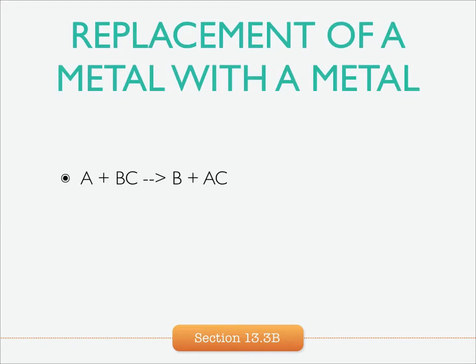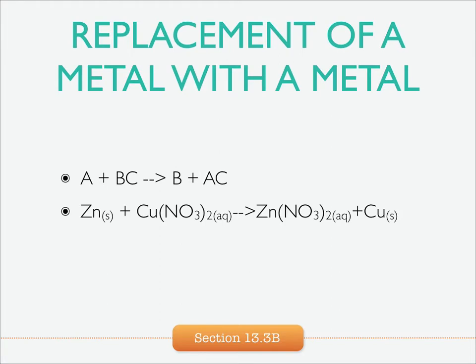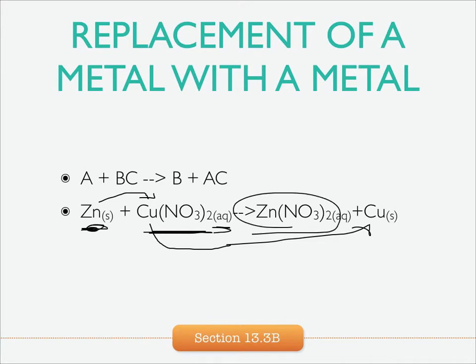First of all, let's talk about the metal replaces a metal. If this is a metal, A, it kicks out B. So B is over here by itself and forms a new compound, AC. Here's an example. Let's say you've got some zinc and you've got some copper nitrate, and this has to be in solution, but you put in a solid zinc, and the zinc is more active than this copper, and it will kick the copper out. So you see the copper ends up all by itself, and the zinc nitrate forms right here.